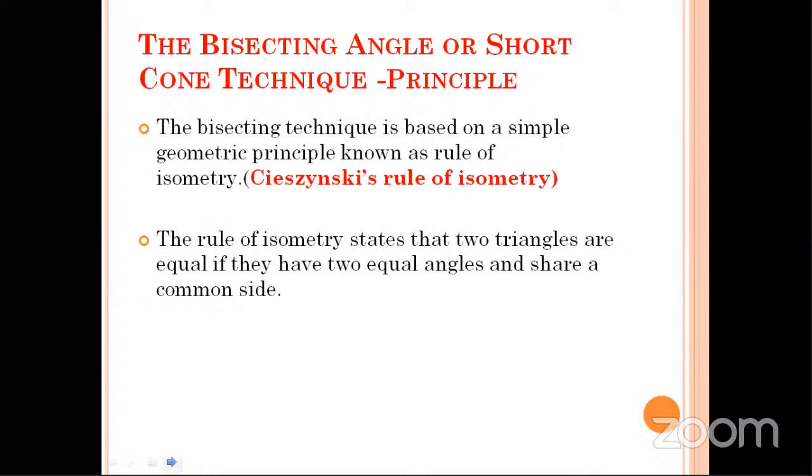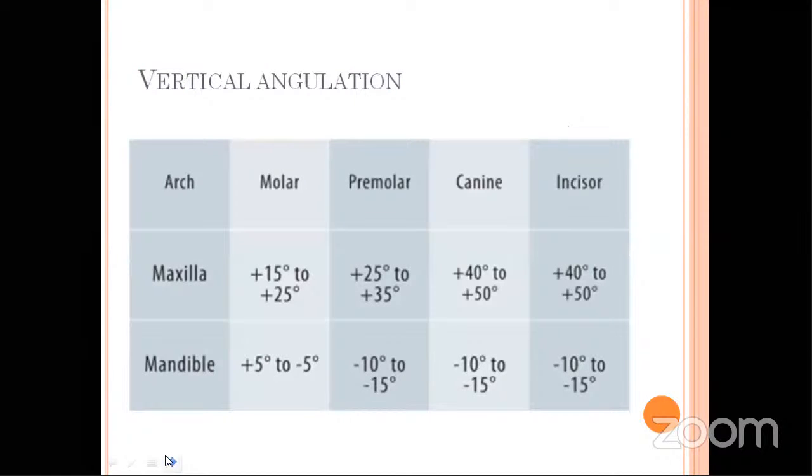So the bisecting angle technique works on which principle? It is also called Cieszynski's rule of isometry. Okay, so here if two triangles share the same side, then it is called the rule of isometry, and this principle is the actual principle behind the bisecting angle technique. What we normally take is the bisecting angle technique with different vertical angulations, and horizontal angulation is 0. Okay, only vertical angulation varies, horizontal angulation will be 0. So positive angulation for the maxilla, negative angulation for the mandibular teeth.